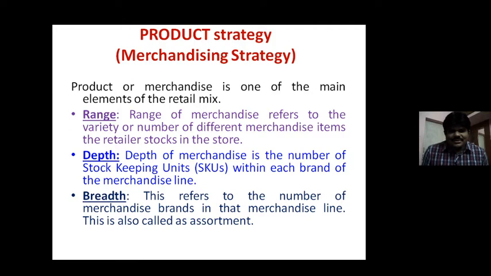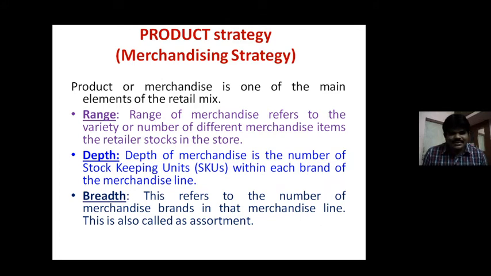That means, say for example, if your store is a general store, so what type of merchandise categories you are offering, like a soap or like a shampoo or like a perfume or like a body spray. So all these are the different product categories. And the second one is depth. So depth of merchandise is the number of stock keeping units within each brand of merchandise line. So how many brands you are offering within each category, and how many stock keeping units you are placing inside the store. That means how many product items under each brand, under each category you are going to place in the store.